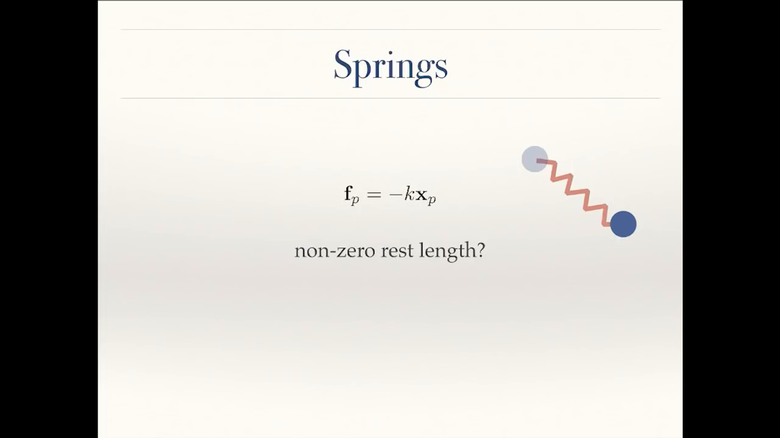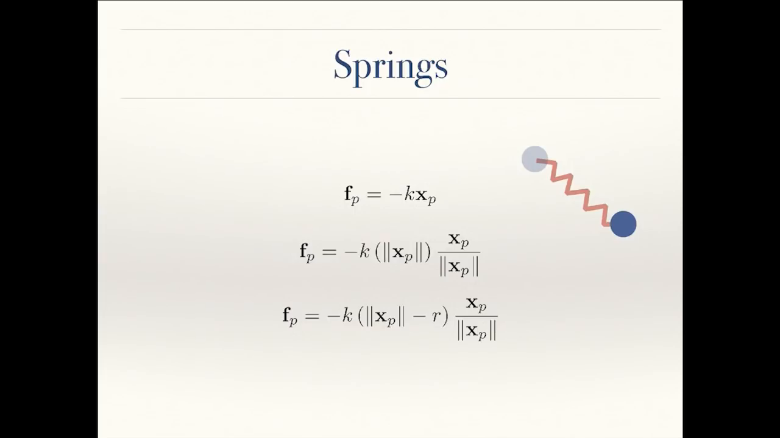What if we want something that's a non-zero rest length? Well, what we'll first do is we won't actually change the formula, but we'll rewrite it, separating out the magnitude of the spring force and the direction of the spring force. So the magnitude is in the parentheses there, and then the direction is xp divided by the magnitude of xp. And then we can just subtract off the rest length when we're computing the magnitude of the force.